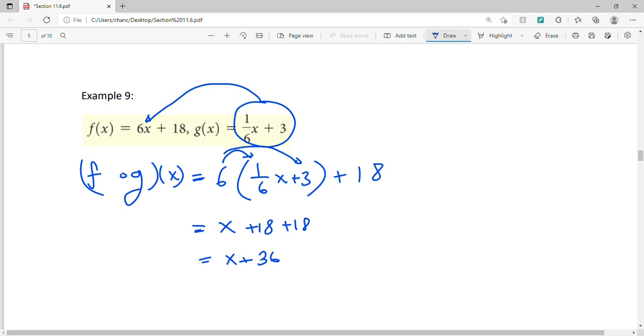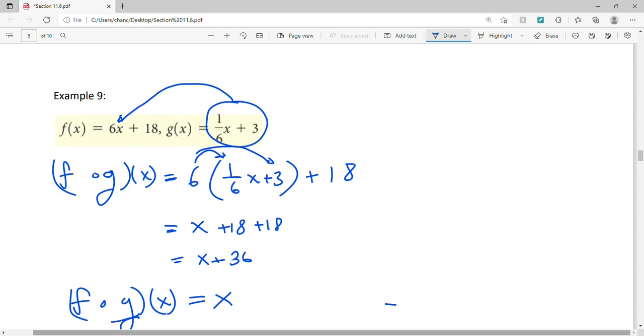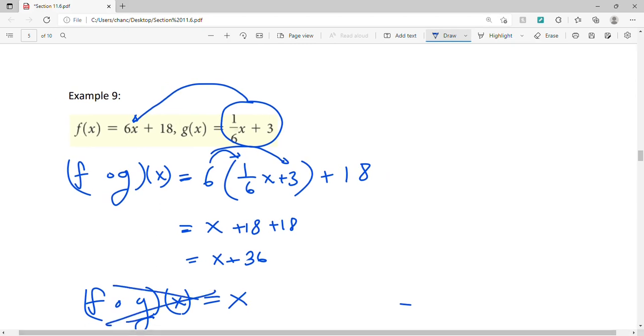But we were supposed to get f of g of x is equal to x. And that would imply that it could be a one-to-one function. But we didn't get that. We did not get this case. This is not what we have. So this doesn't work. What does that mean?